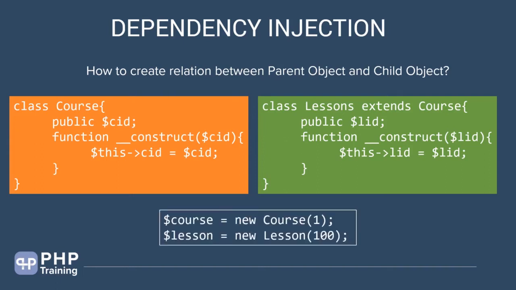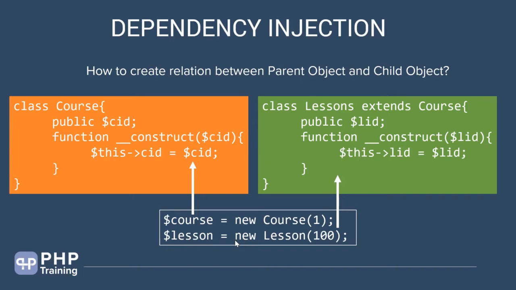Now the problem is, when you create an instance of a course, you can only access course details. When you create the course called 1, this one will be assigned to the course ID. And when you create a lesson object, that lesson object refers to only the lesson data. But how do you create a relationship between course and a lesson? That's basically the concept of dependency injection. How do you create a dependency between a course and a lesson?